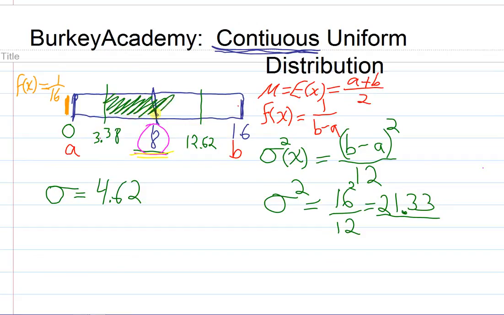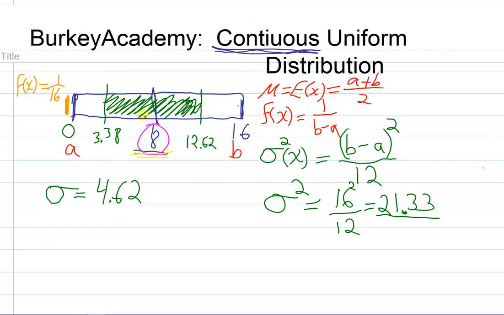That gives us kind of the most common range of values. Most of the data will be there, or most of the time, this is what we're going to see. It will be between 3.38 and 12.62. So a standard deviation is a common distance that numbers will be away from the mean. What does common mean in this case for a uniform distribution? Well, all we have to do is calculate that probability.